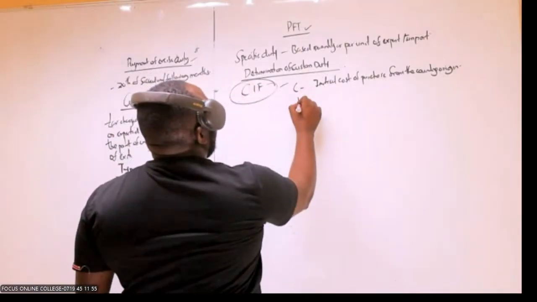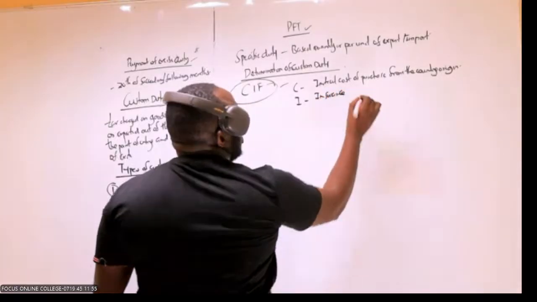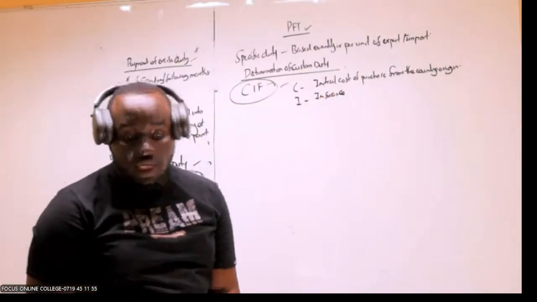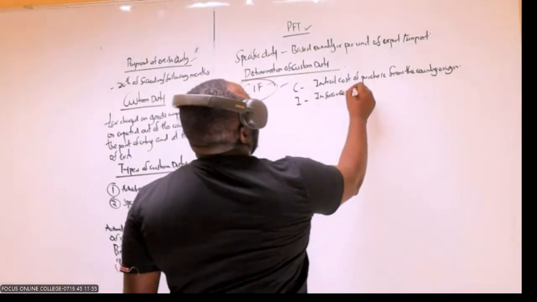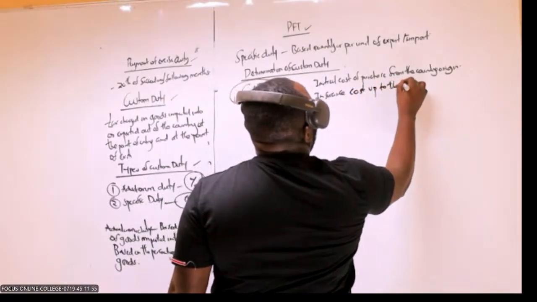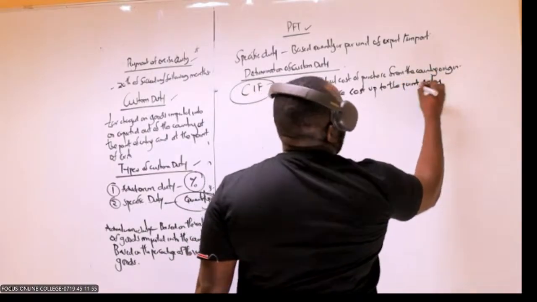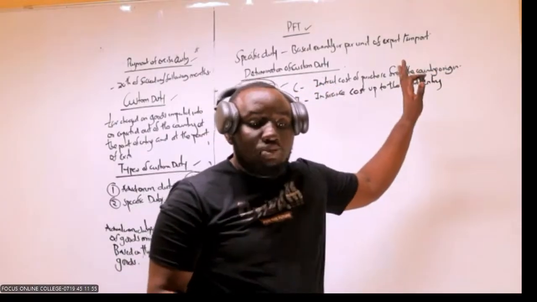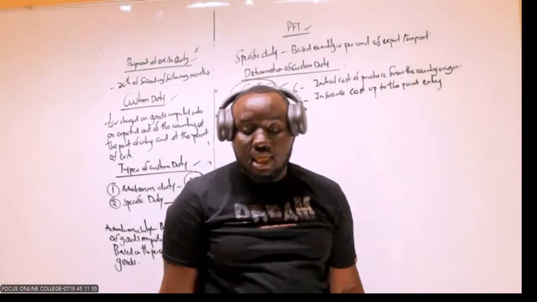Then I stands for insurance. Look at the word insurance. I is insurance: cost up to the point of entry. Insurance cost up to the point of entry. Together. We say insurance up to the point of entry.